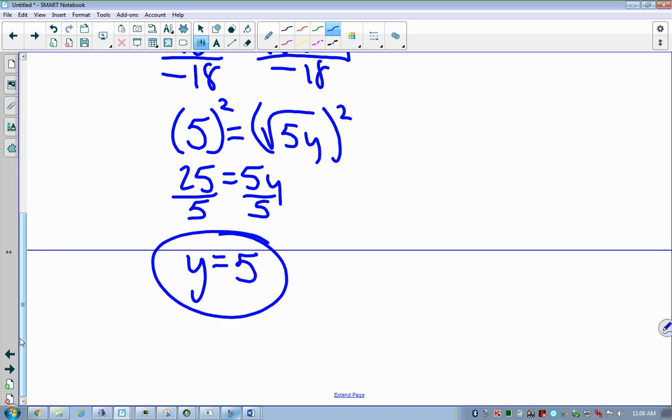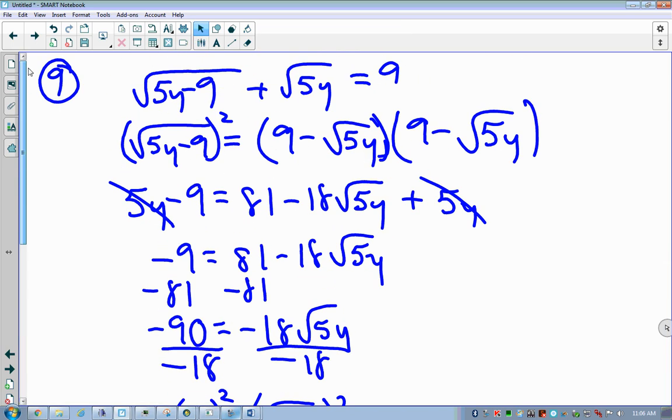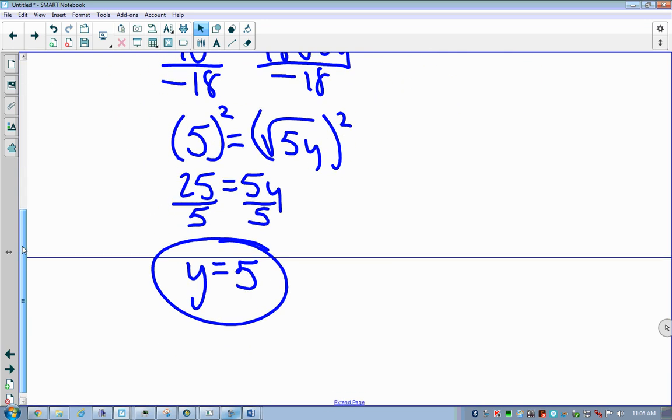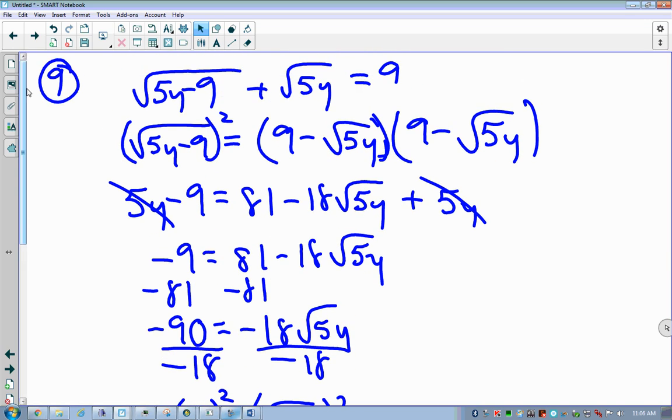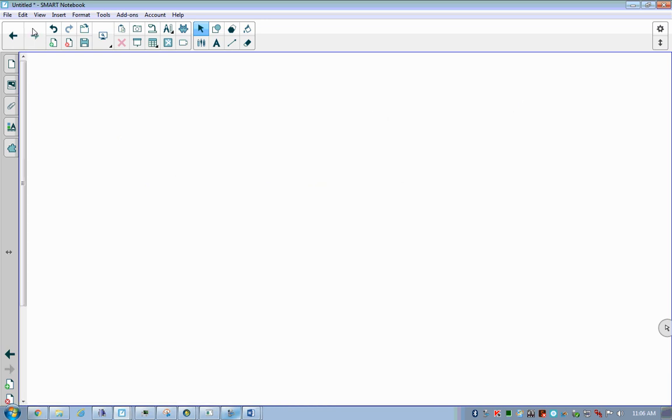All right, is that a lot of work? Yeah, it's a lot of work, but is any of it impossible? It's not impossible to do. It's just remembering your process. Foiling being probably the biggest part of that. Be careful. And if I talk really fast, it's because I'm going to try to get as many done as I can in the next 20 minutes.